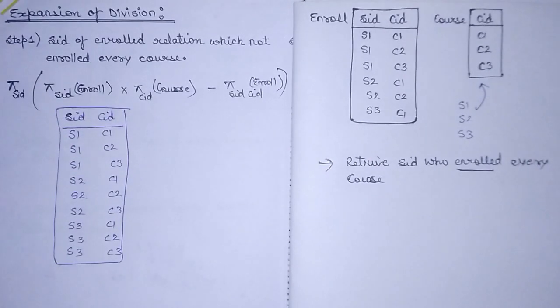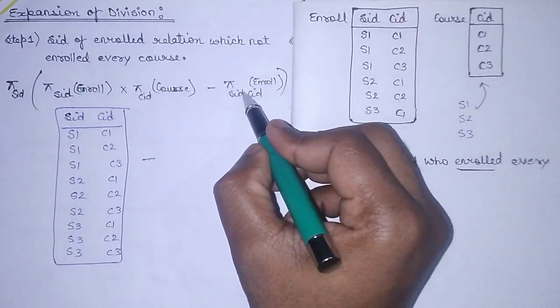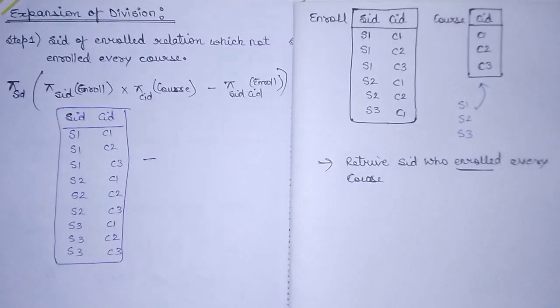Now that we have this, we have to subtract this given table. So SID, CID with enroll is a given table. So how can you do that?